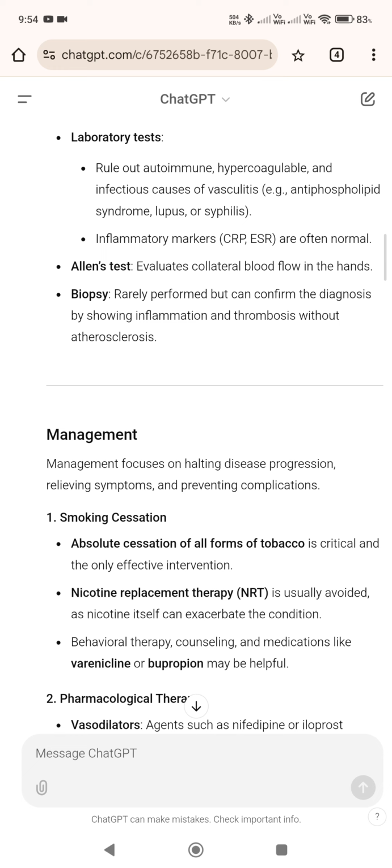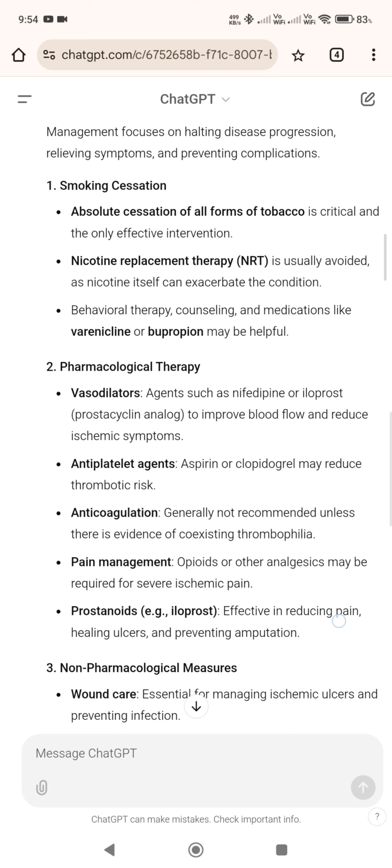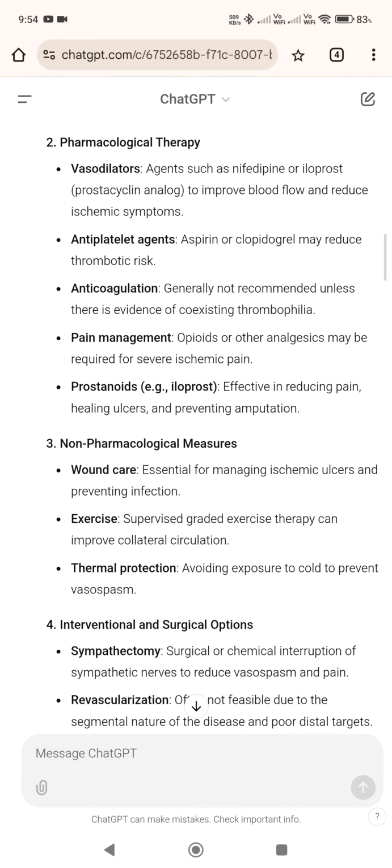2. Pharmacological therapy. Vasodilators, agents such as nifedipine or iloprost, prostacyclin analog, to improve blood flow and reduce ischemic symptoms. Antiplatelet agents, aspirin or clopidogrel, may reduce thrombotic risk. Anticoagulation, generally not recommended unless there is evidence of coexisting thrombophilia. Pain management, opioids or other analgesics may be required for severe ischemic pain. Prostanoids, e.g. iloprost, effective in reducing pain, healing ulcers, and preventing amputation.